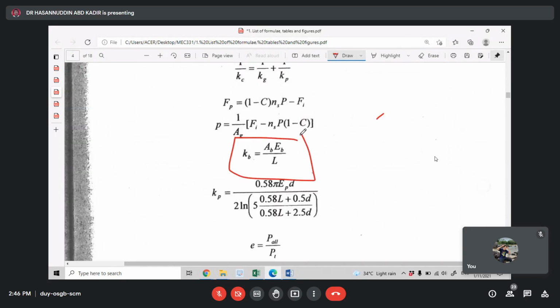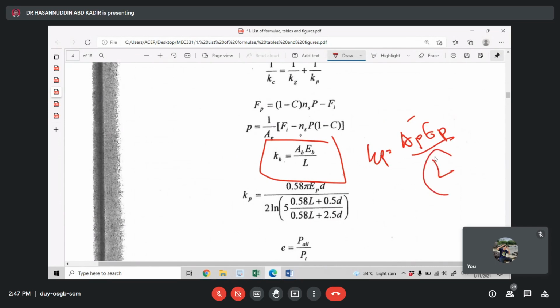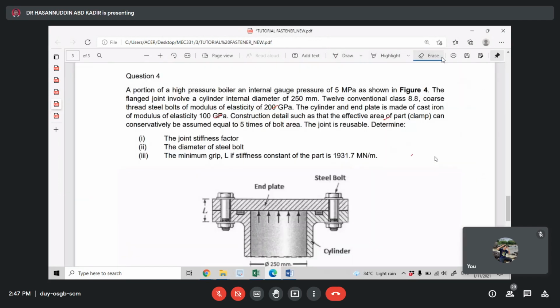So this one is KP, KP over AP and also the length. So the length is what we want to find. Because here they mentioned in the question that there are some changes. They have some changes on the stiffness constant of the part. So they have a new KP, and then you need to find the value of L.